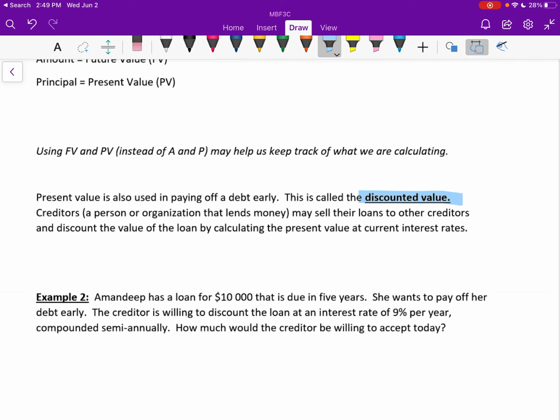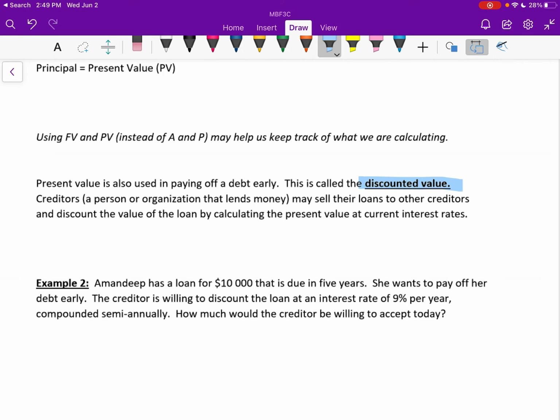So some creditors might sell their loans to other creditors at a discounted value of the loan by calculating the present value. So sometimes if I borrowed, say, from an independent creditor, they might actually sell it to another independent creditor for a discounted rate so that that creditor ends up getting paid. They could be doing this for a multitude of reasons. They might need the money right away. There might be different reasons why someone chooses to do this.